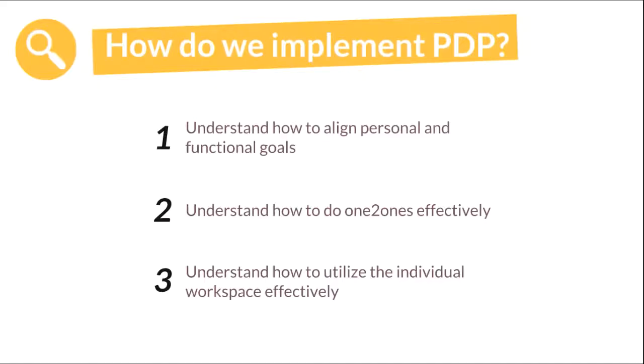In terms of how we do PDP, there are three major aspects. Number one, we need to first learn how to align personal and functional goals. Number two, we need to understand how to do one-to-ones effectively. And number three, we need to learn how to use the tools that we prepare for you effectively. So for the first one, aligning personal and functional goals, I'm going to go into more detail here because it's kind of difficult.